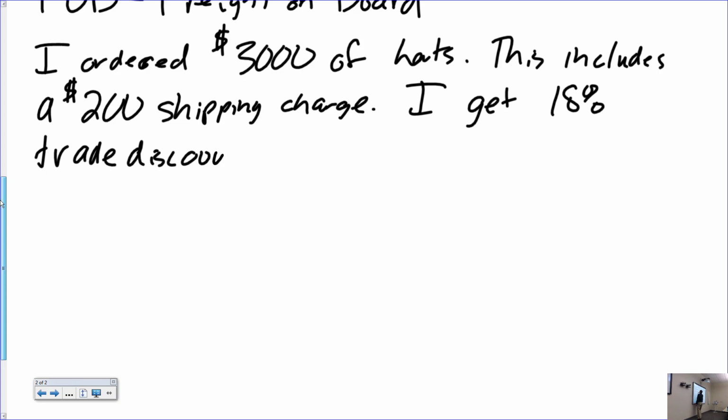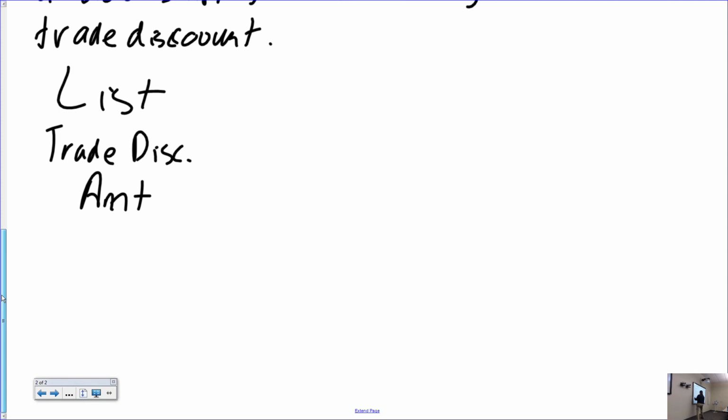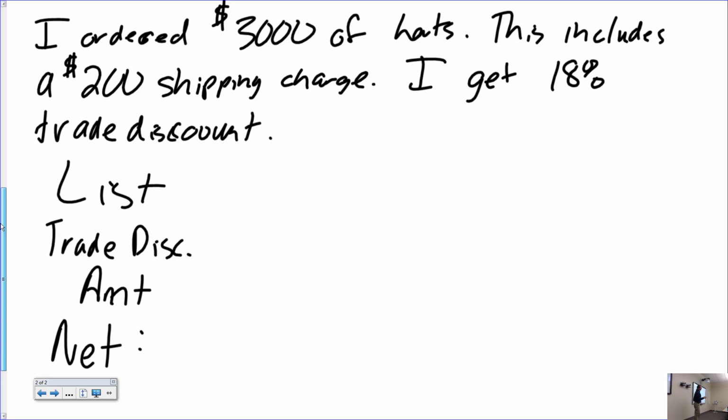So find me the standard three pieces of information that I care about. Tell me what's the list price, what's the trade discount amount, and then tell me what's the net price that I'm going to have to pay to get this $3,000 worth of hats. Again, whatever the hats are. Maybe these are $100 hats, so there's only a certain number of them, but whatever. I'm just sort of jumping past the number of items and dollar amount.